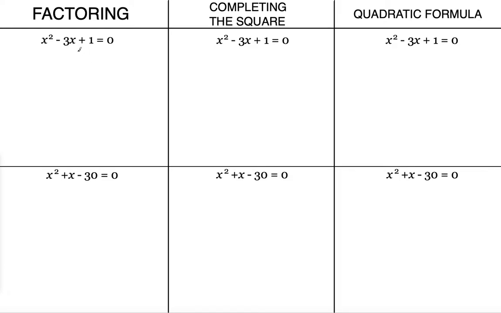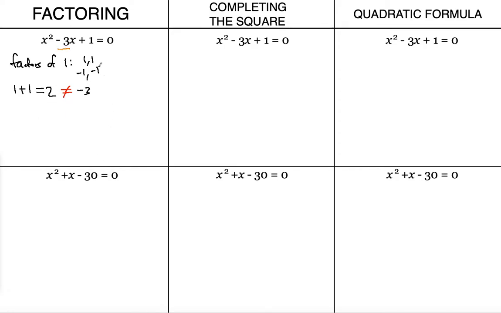If we try to factor this, we're trying to find the factors of 1 that sum up to negative 3. We know the factors of 1 are going to be only 1 and 1, or negative 1, negative 1. In either case, when you try to sum them up, 1 plus 1 is equal to 2, which is not equal to negative 3, right? Because that's the sum that we're looking for. So that's not equal to negative 3.